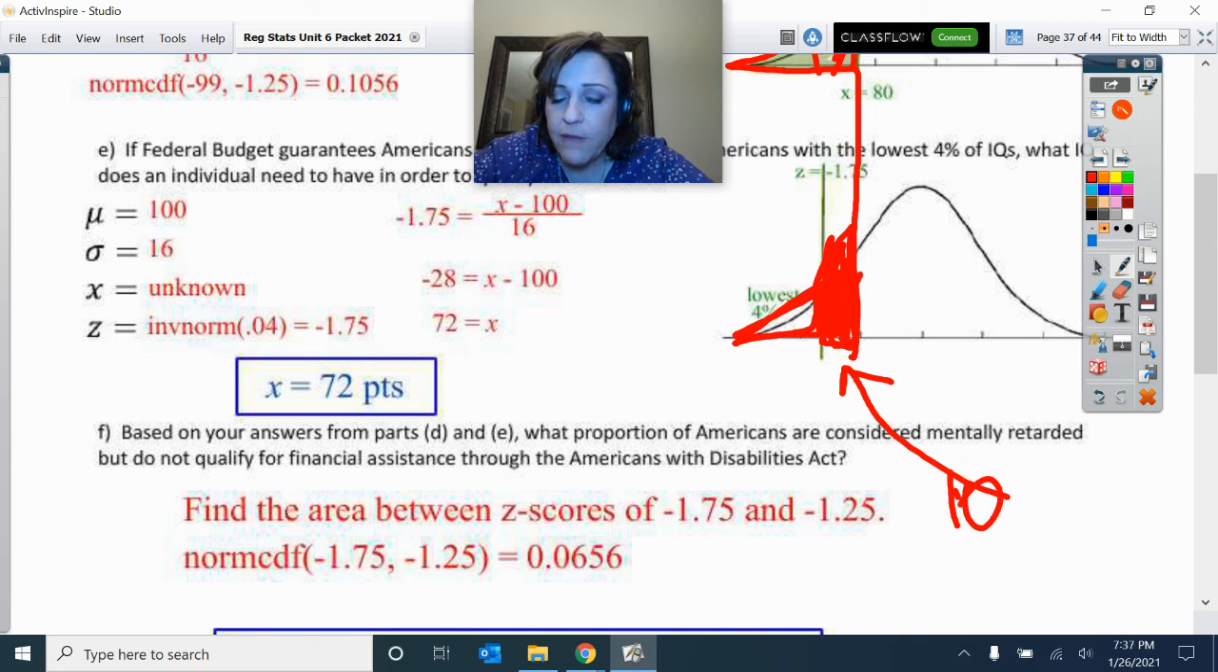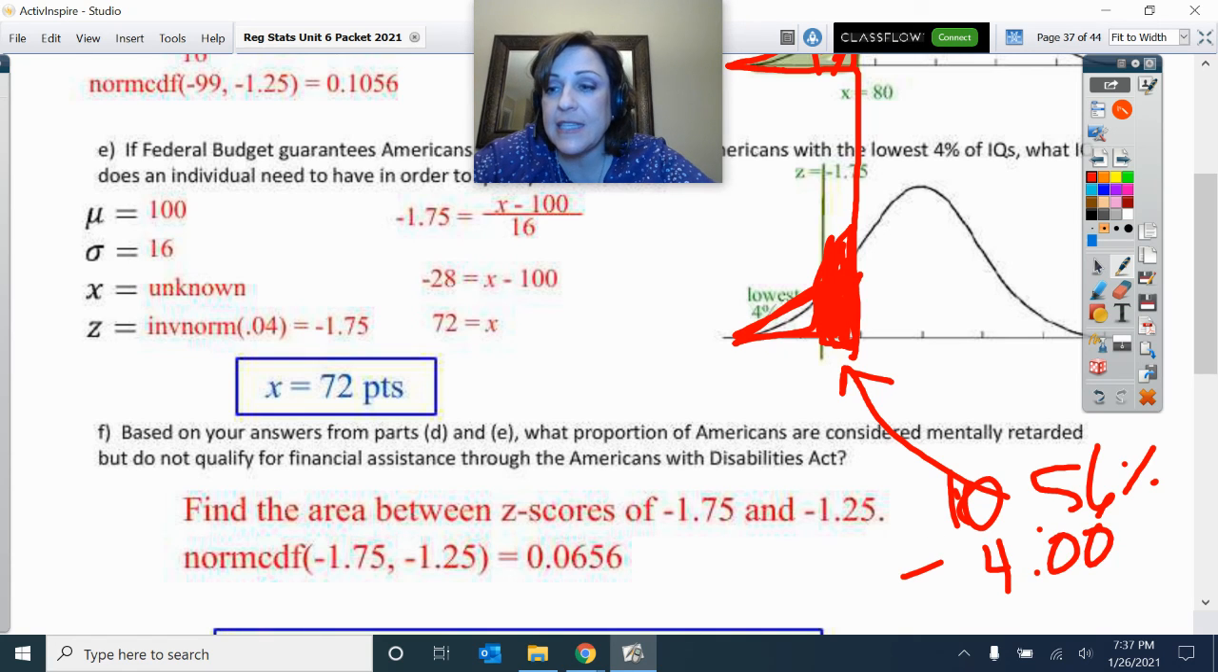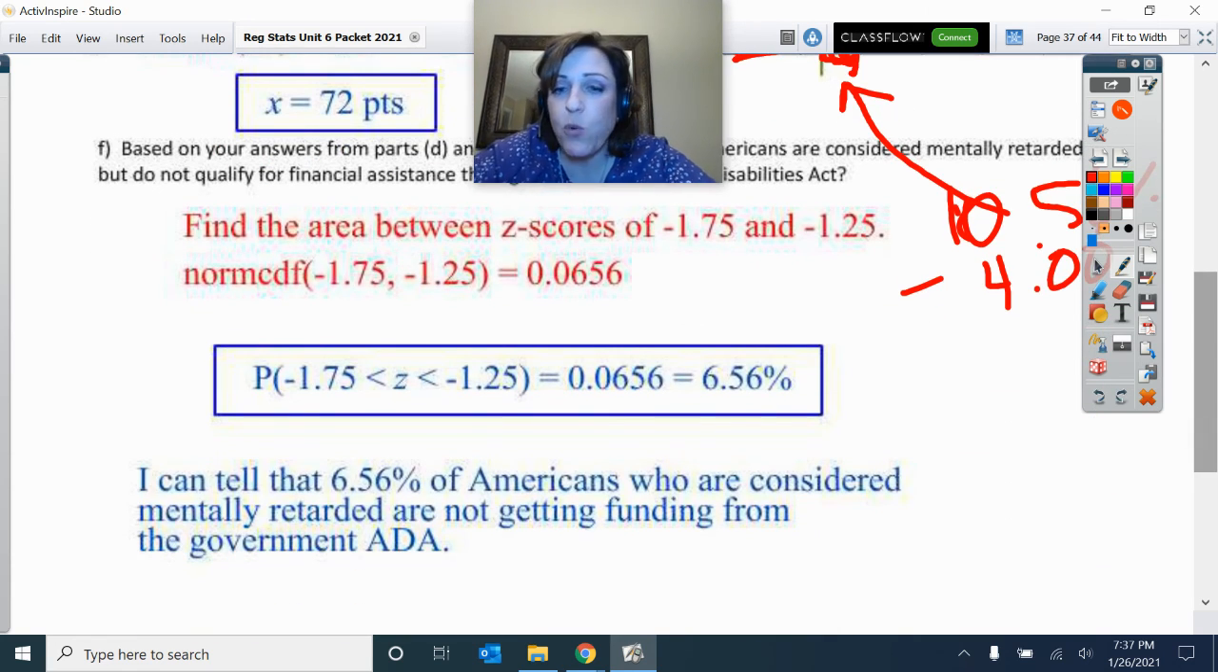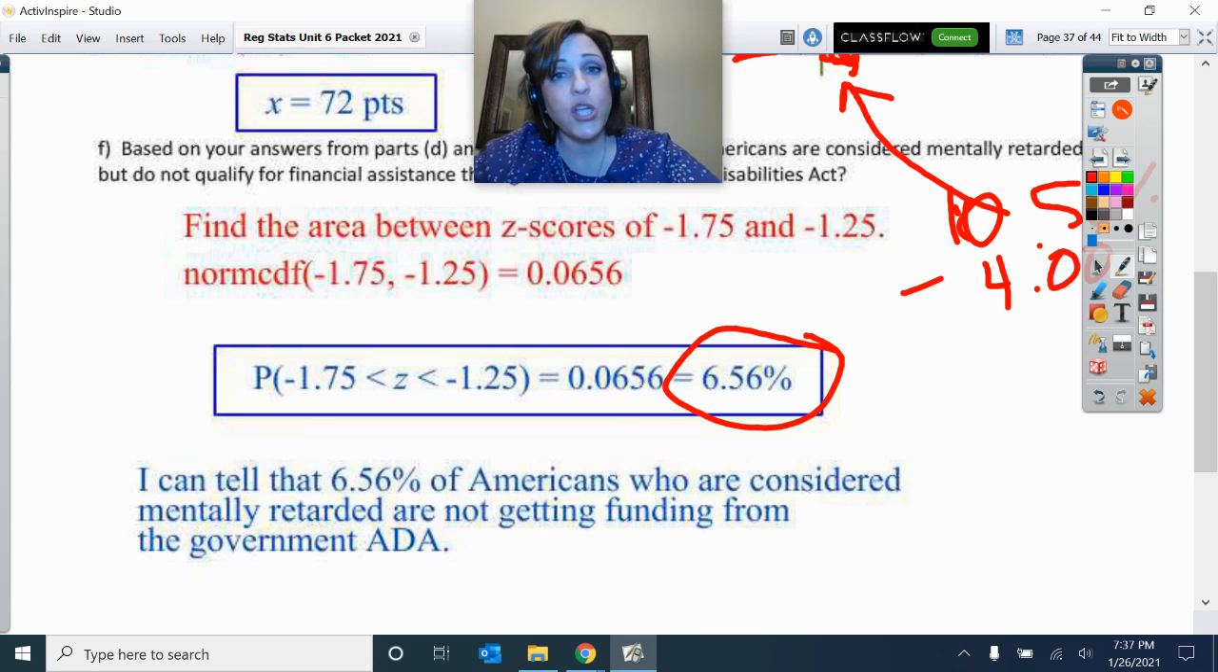So 10.56% are labeled, but only 4% get assistance. So that makes 6.56% of Americans who are labeled as mentally retarded but do not get federal funds with the Americans with Disabilities Act. So, interesting question there.